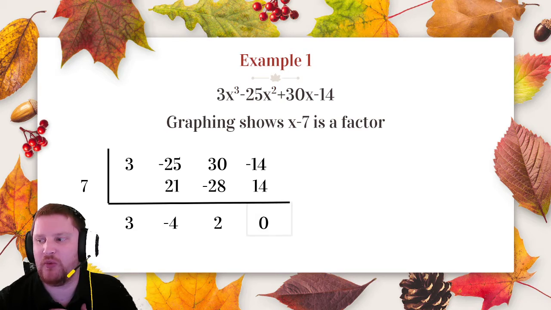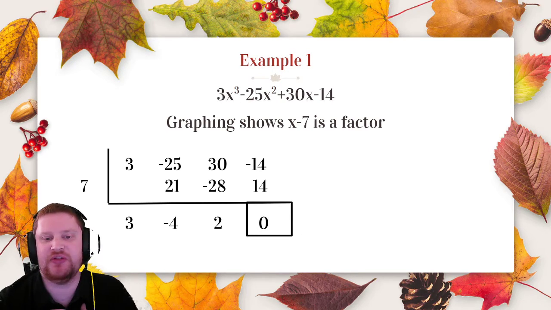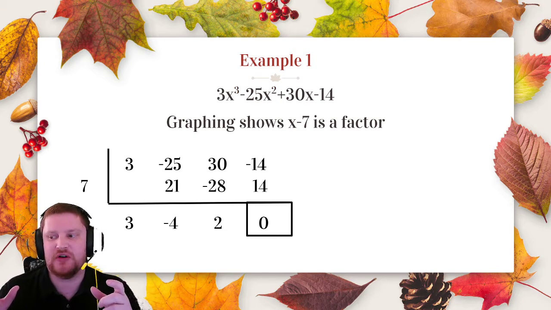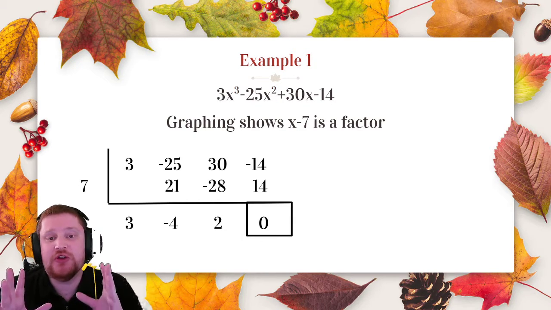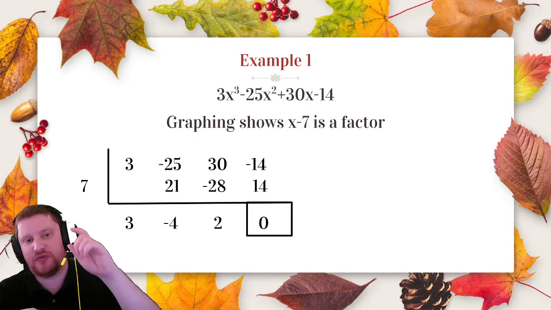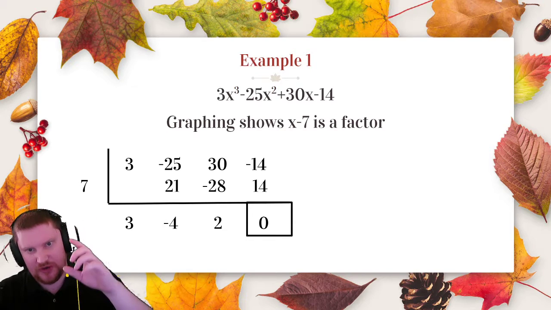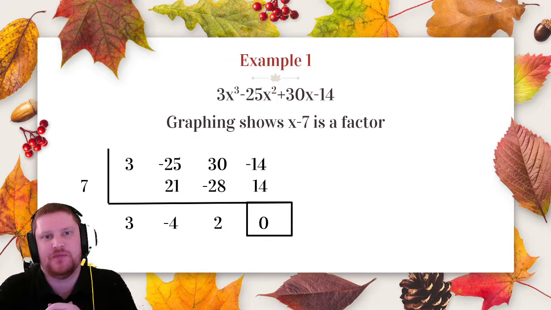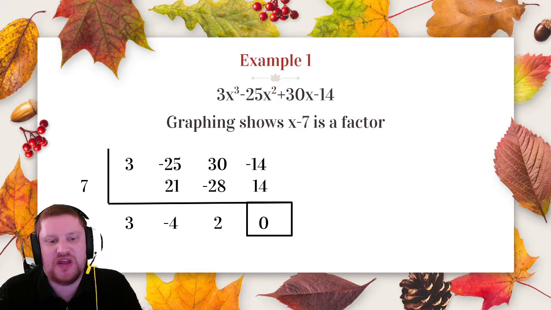Do remember that when you have a 0 at the end, that's a good thing, because that means that what you have divided is a factor. Now keep in mind, we already knew that. We already knew because we graphed it that x minus 7 was a factor of 3x cubed minus 25x squared plus 30x minus 14. The reason we had to use this synthetic division, though, was to get the quadratic that we're going to use.